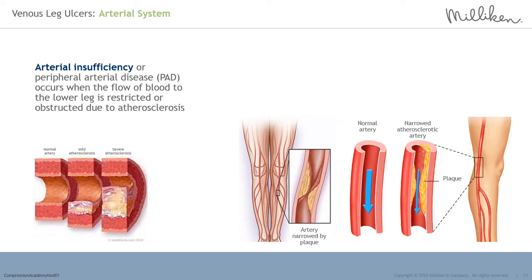As the plaque builds up, the wall of the blood vessel thickens and the chamber for the blood flow narrows, reducing the volume of oxygenated blood and nutrients able to reach the tissues. As the severity of plaque increases, the risk of tissue destruction increases, and in the most severe cases can lead to digit or limb amputation.